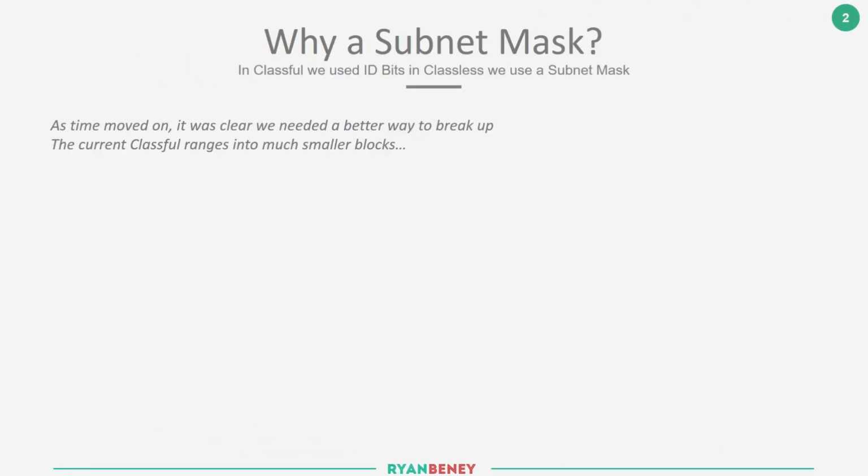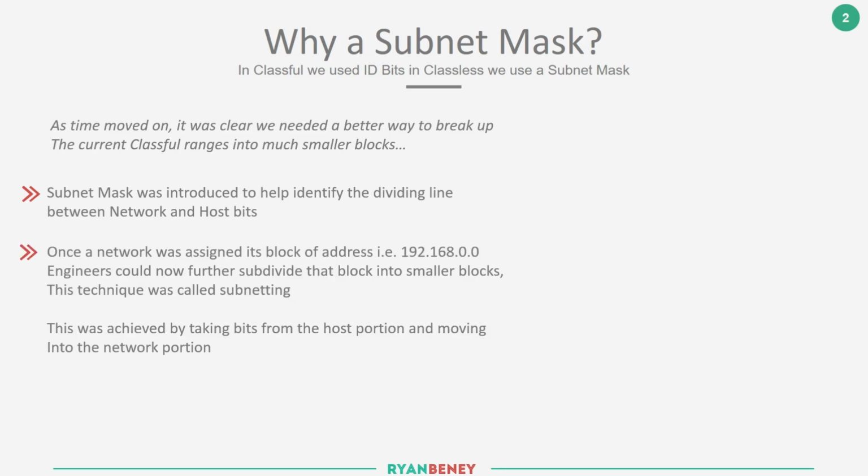So as time moved on, it was clear we needed a better way to break up the classful ranges into much smaller blocks. So a subnet mask was introduced to help identify the dividing line between the network and host bits. So no longer would it just be that 130 is a class A, therefore the first 8 bits is the network. Engineers could now further subdivide that block into smaller blocks. This technique was called subnetting.